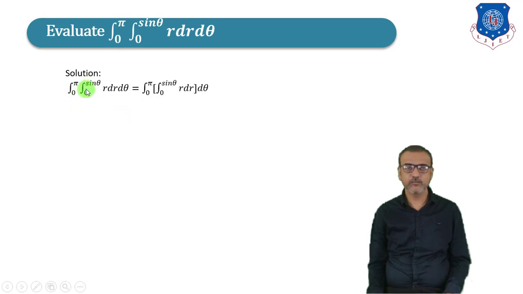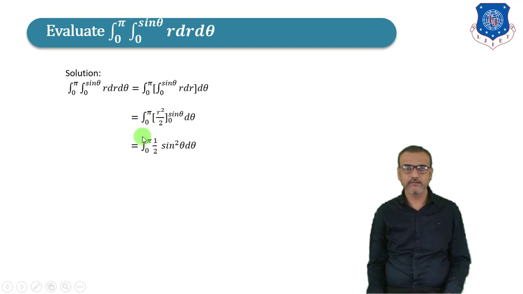Integration from 0 to pi, integration from 0 to sine theta, r dr d theta. So this is equals to integration from 0 to pi. First of all, we will integrate the function r with respect to r, then after with respect to theta. So we have integration from 0 to sine theta, r dr, and this d theta will be as it is. Now integration of r is r square by 2, and the limit is 0 to sine theta. This d theta will be as it is.